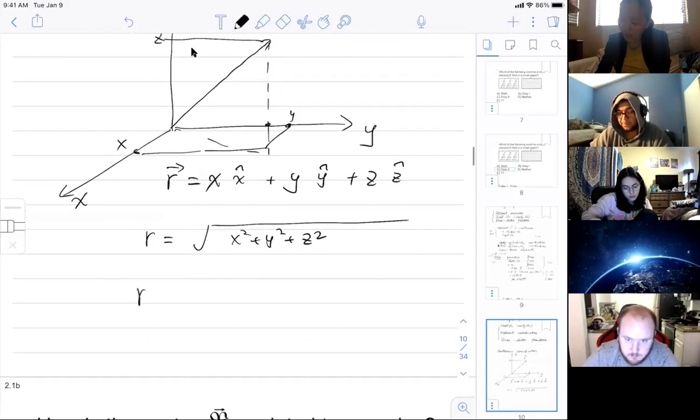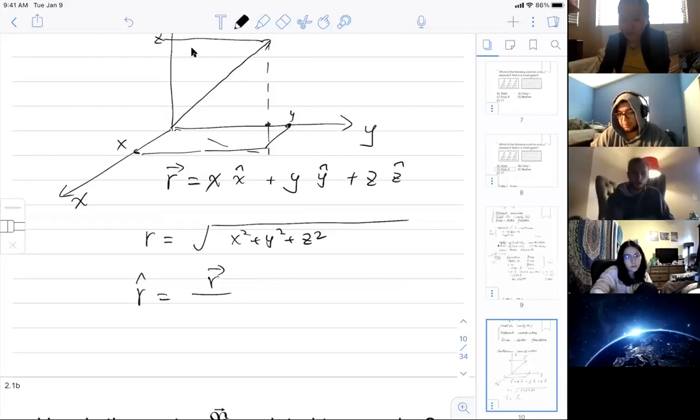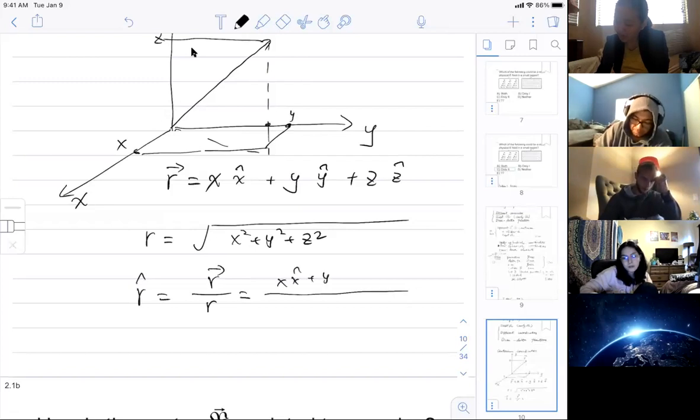Now, sometimes we use r hat to represent the direction without a magnitude, right? So you want the vector r, but you only want to pick out the direction. So what we need to do is divide the vector r by what quantity? The magnitude. Magnitude r, very good. So you get rid of the length, you just have a dimensionless quantity, sort of the unit of 1. So you end up with x x hat plus y y hat plus z z hat, divided by the magnitude of r. So that's r hat.